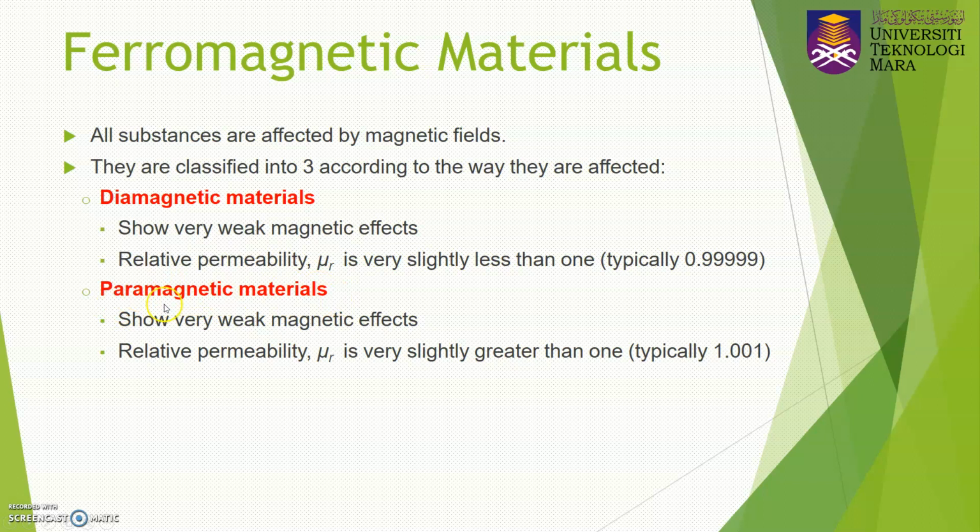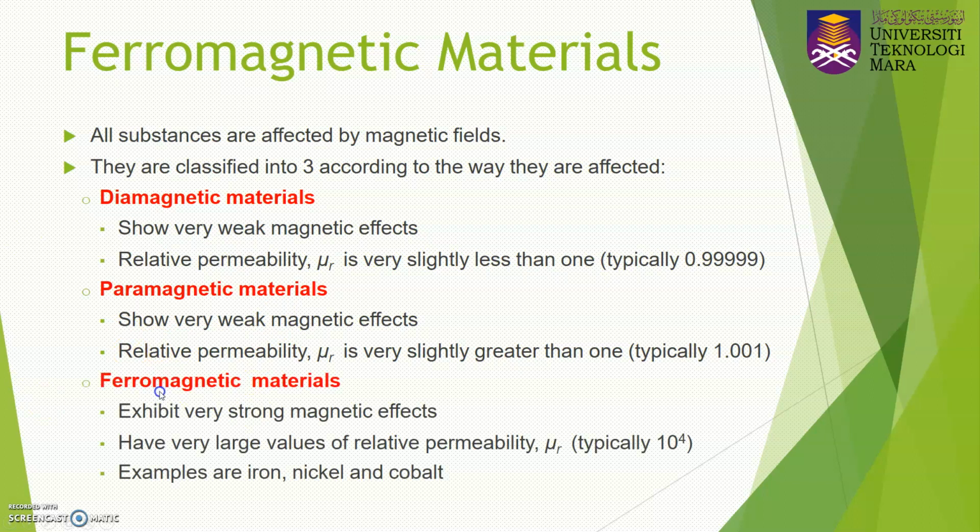The paramagnetic material also shows very weak magnetic effects, same as diamagnetic materials. The relative permeability mu r for the paramagnetic material is very slightly greater than 1. Usually it's typically around 1.00001, something like that. Examples of paramagnetic material are aluminium, oxygen, titanium, etc.